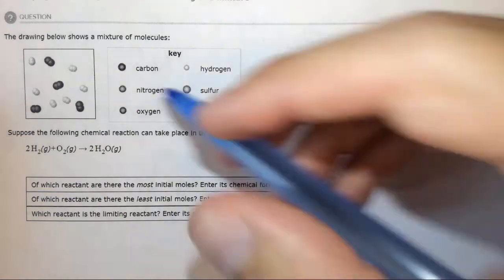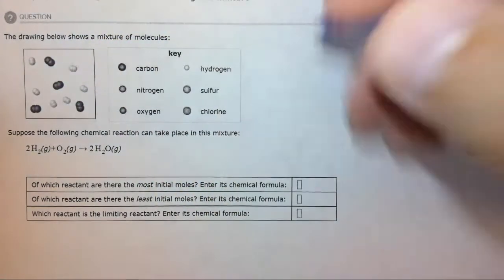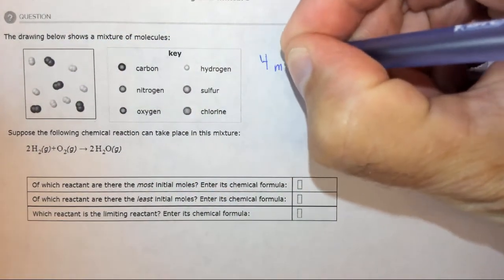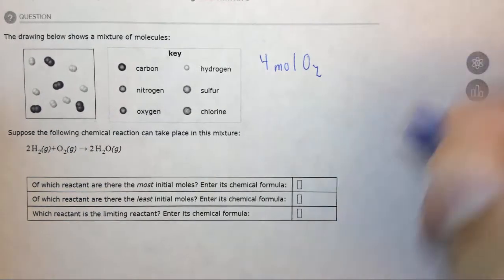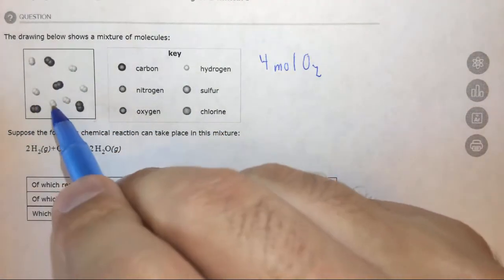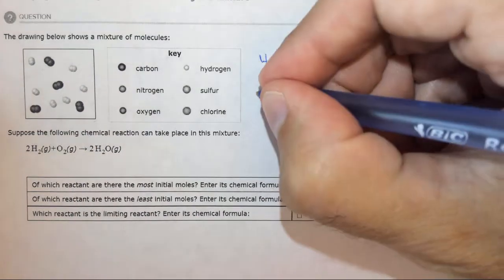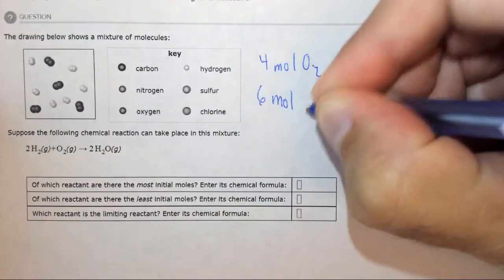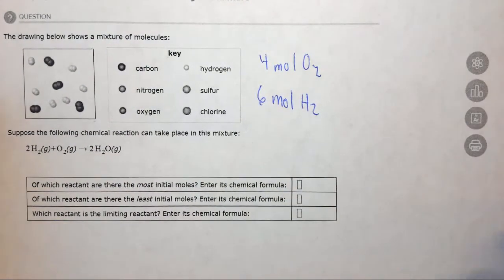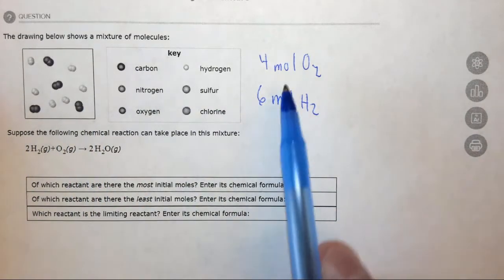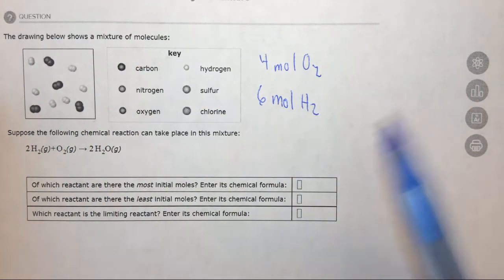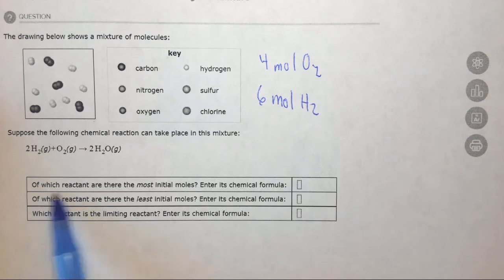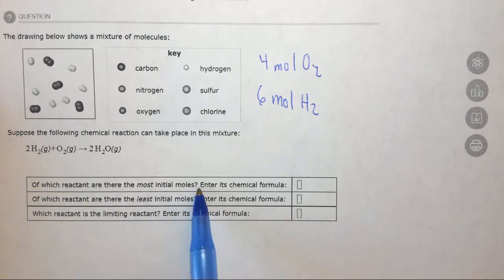So let's just simply count them. So we have 1, 2, 3, 4. So we have 4 moles of oxygen here, and 1, 2, 3, 4, 5, 6. We have 6 moles of hydrogen here. So even though these are individual atoms, we are going to relate them to moles because, again, they're related by a constant.